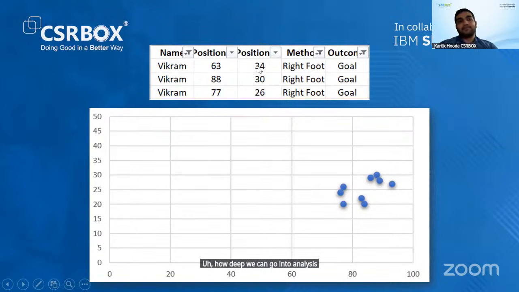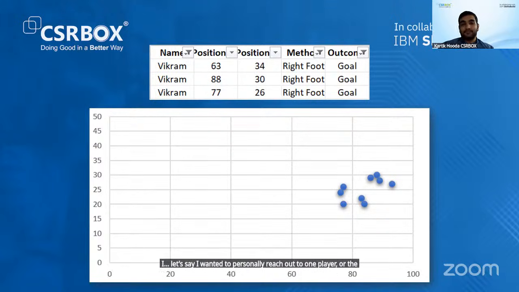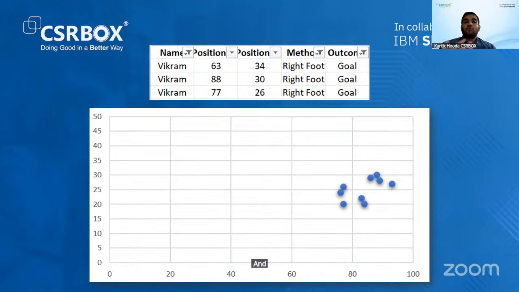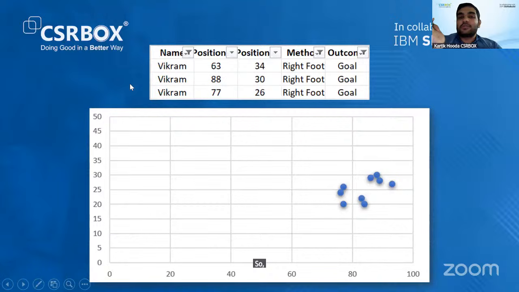So what I have done here, rather than going to the entire team, let's say I wanted to personally reach out to one player, or the player reached out to me, and the player wants to know about their own statistics, how it can prove helpful for them, how they can work. So I chose just this one player, Vikram, and the only method of scoring was right foot. No other, no header, no left foot, no chest, nothing. Only right foot. And the outcome was goal.